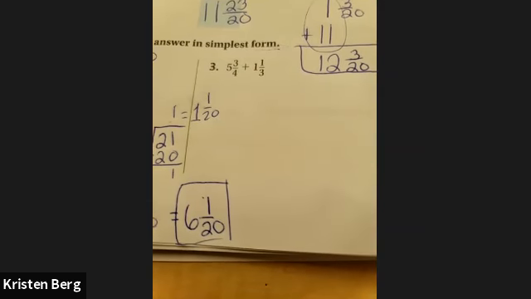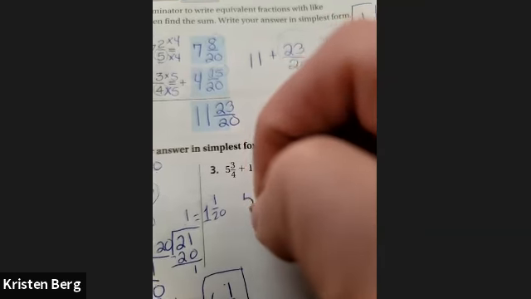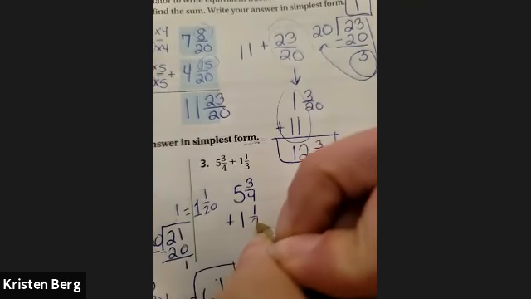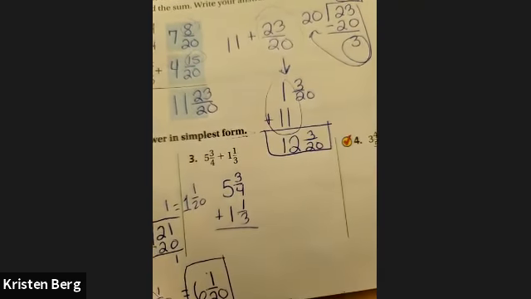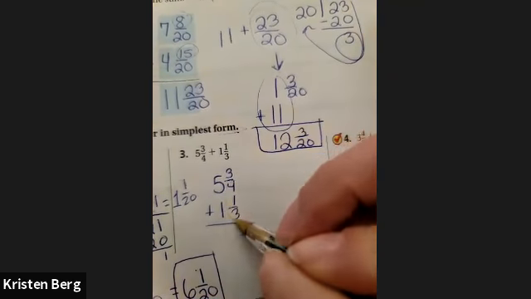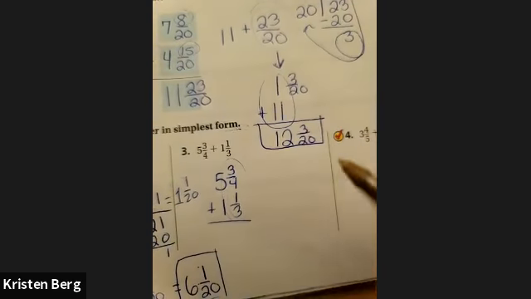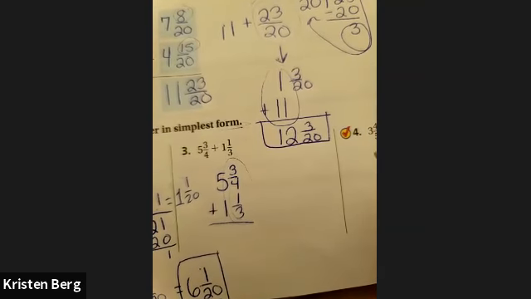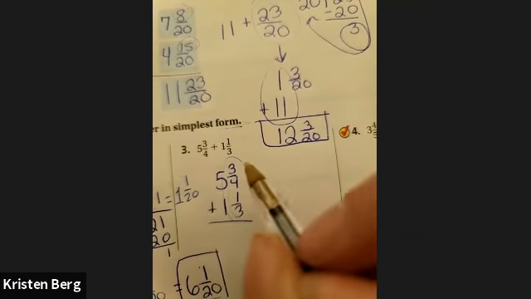All right, next one. This one, same thing. 5 3/4 plus 1 1/3. Again, we have to see if we can add the fractions first. We cannot because they do not have a common denominator.